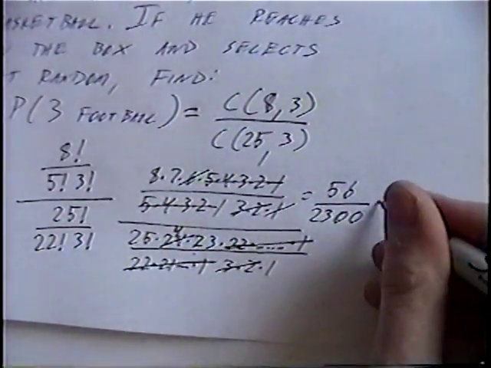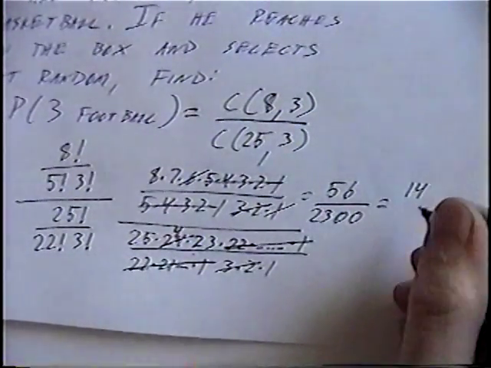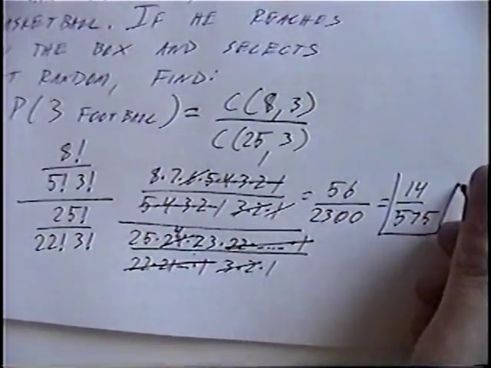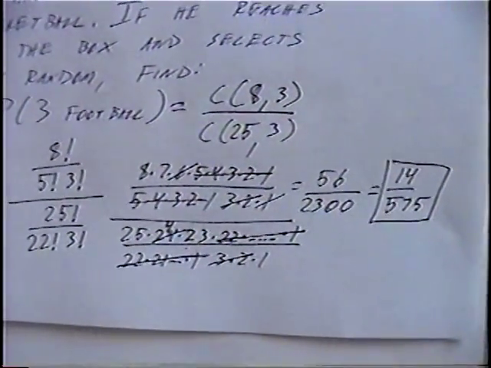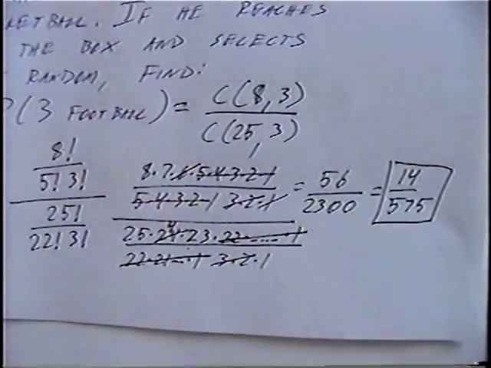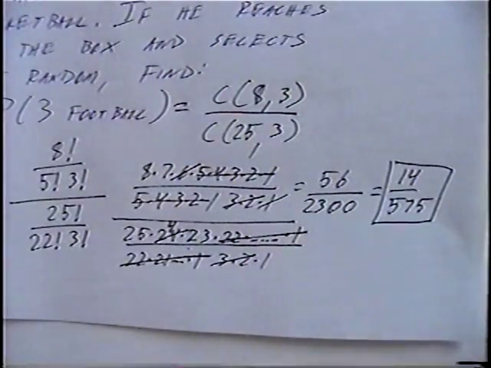For our final answer, we can reduce this fraction. Dividing by 4 would give us 14 over 575. So for this question, Bob wants 3 football cards. He has a 14 out of 575 chance to get 3 football cards if he randomly picks out 3 cards.